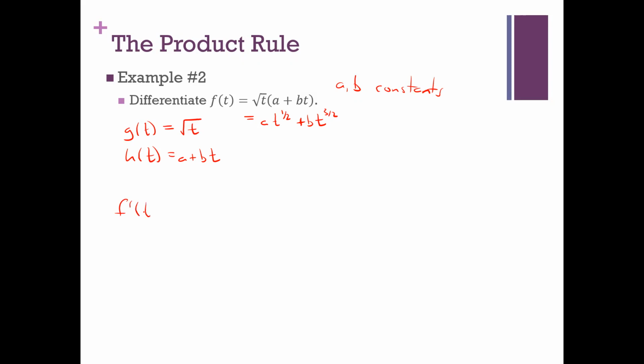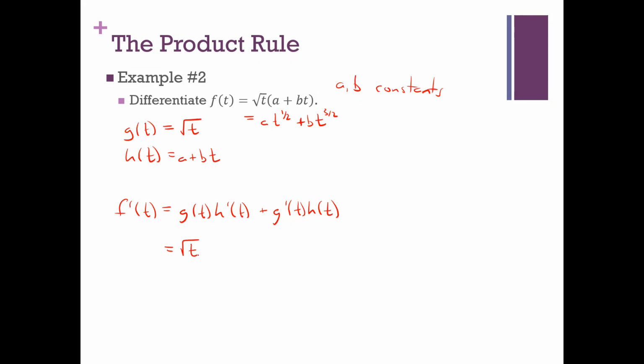If I want to find f prime of t, let's be consistent with the first way I showed it to you. I have g of t, h prime of t. Even if I didn't, this will still work. So g of t is just radical t. What is h prime of t? Gonna vote for just b? We okay with that?